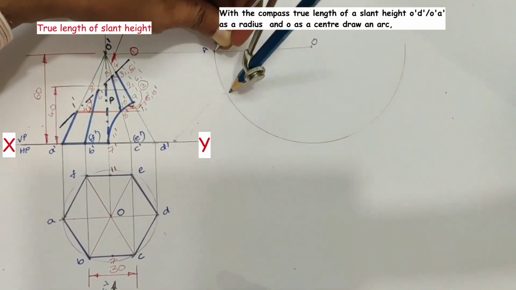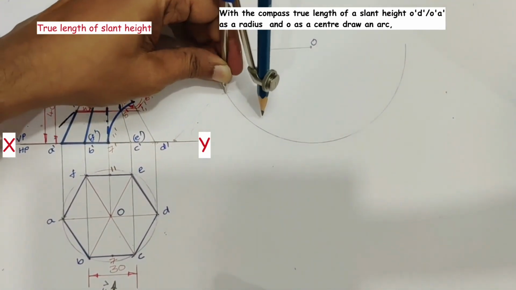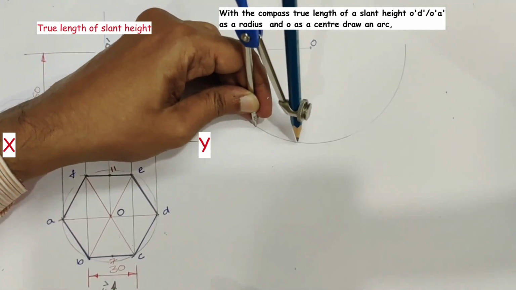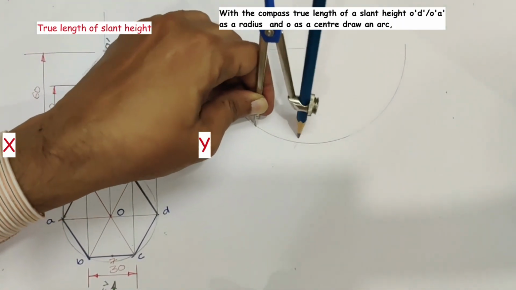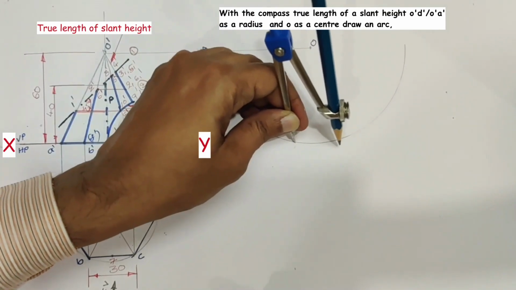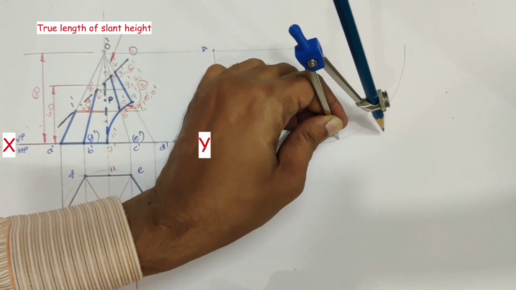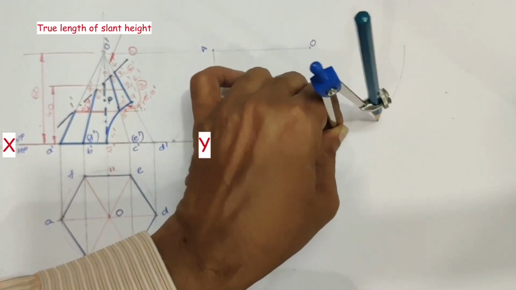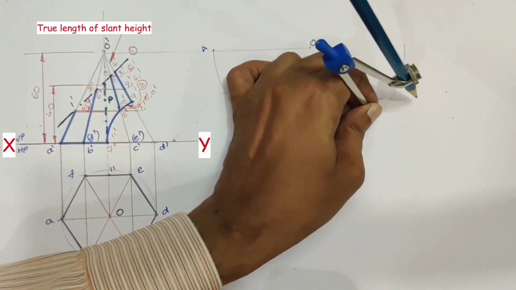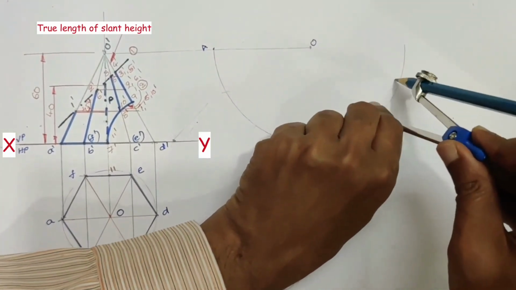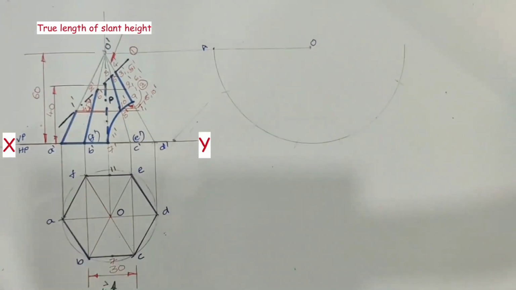draw an arc, with that you will get point B. B as a center with the same radius, draw an arc, with that you will get point C. C as a center, draw an arc, with that you will get point D. D as a center, 30 mm as a radius, draw an arc, with that you will get point E. E as a center with the same radius, draw an arc, with that you will get point F. F as a center with the same radius, draw an arc, with that you will get point A.